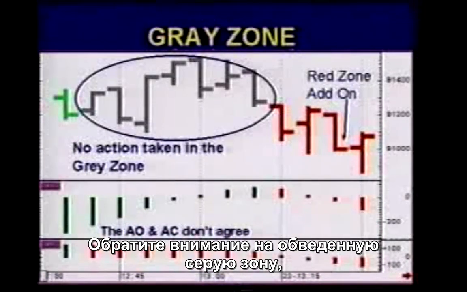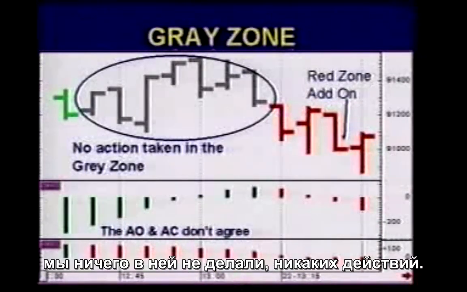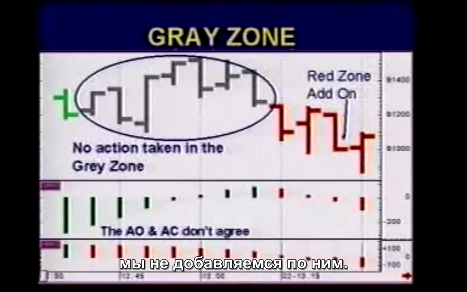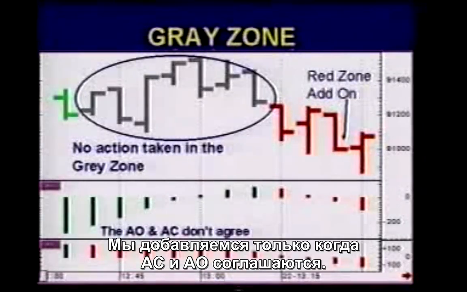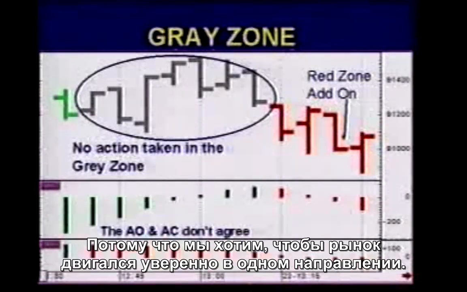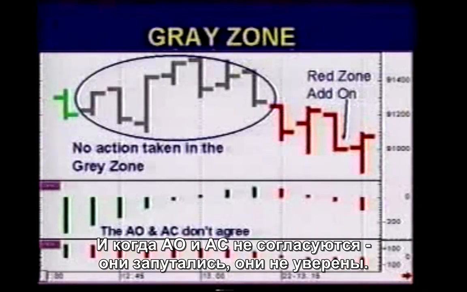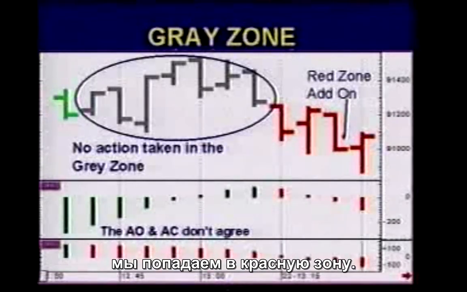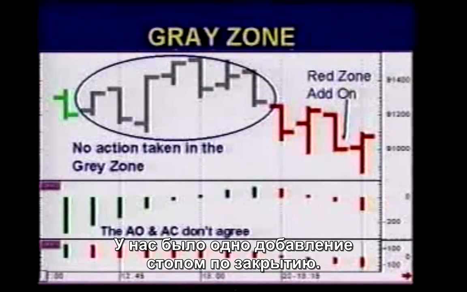So notice in the area circled, no action taken in the gray zone. There's nothing to do. Even though there are higher closes and even lower closes, we're not adding on. It must be when the AO and the AC agree, because we want the market to be pushing strongly in one direction. When they don't agree, they're confused. They're not sure. You notice here we've now gone into a red zone at the end of the chart, and you actually had one add-on zone trade, stop close only.